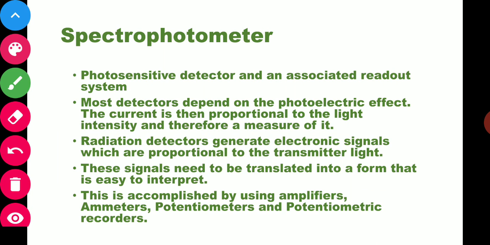Then there is the photosensitive detector and an associated readout system. Most detectors depend on the photoelectric effect. The current is proportional to the light intensity and therefore a measure of it. Radiation detectors generate electronic signals which are proportional to the transmitted light. These signals need to be translated into a form that is easy to interpret. This is accomplished by using amplifiers, ammeters, potentiometers and potentiometric recorders.